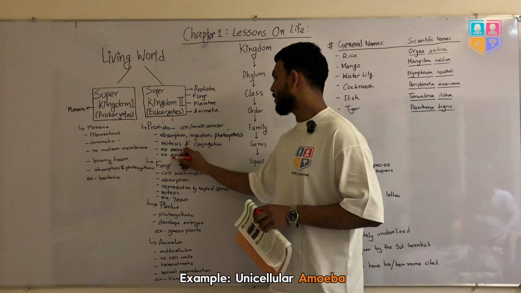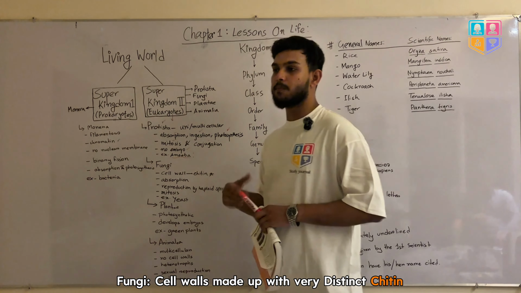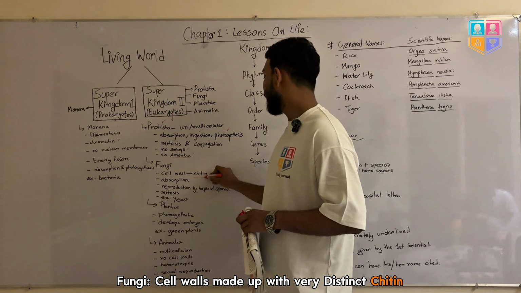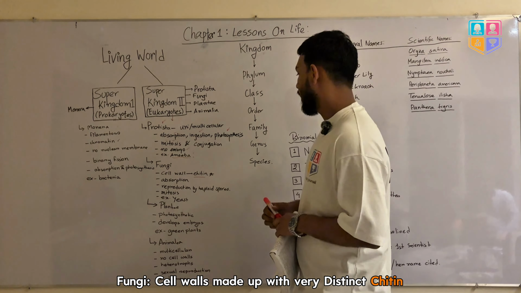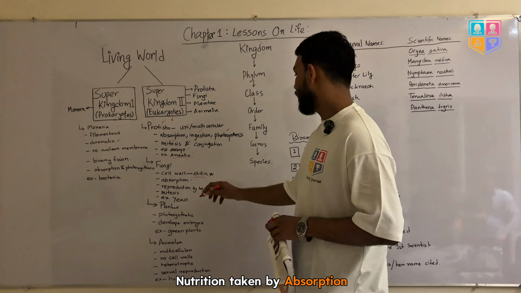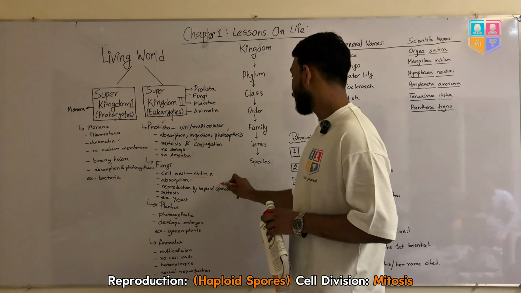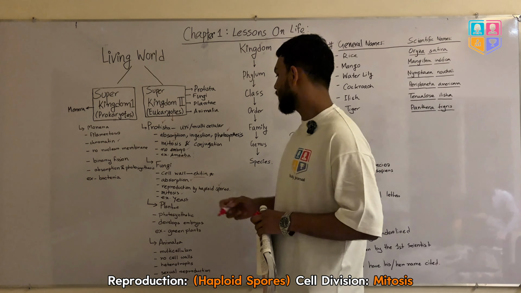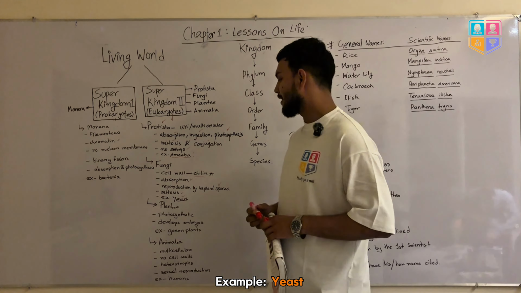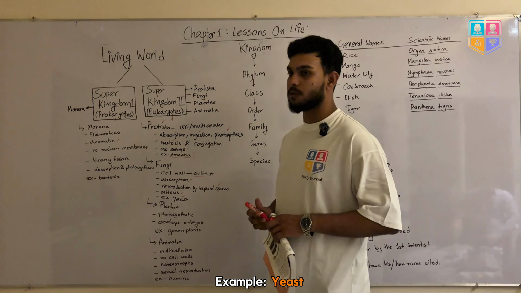Let's move on to fungi next. One of the most important features about fungi is that their cell wall is made up of very distinct chitin, and they take their nutrition in by absorption. They do their reproduction by haploid spores, and they do the cell division by mitosis as well. A good example of that would be yeast, which is usually used in bread.